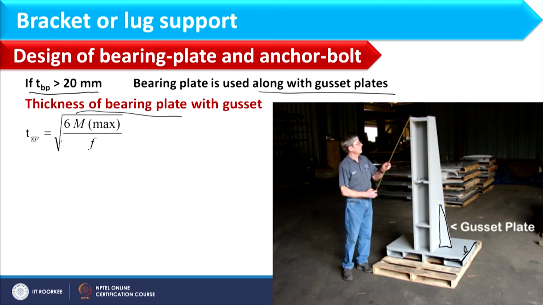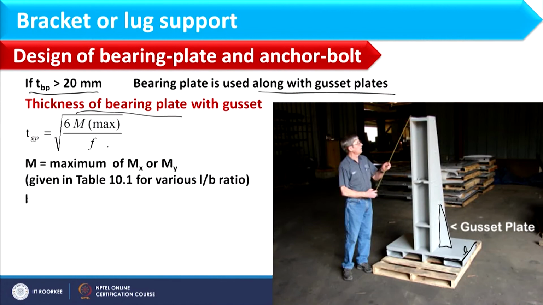So, TGP will come as 6 M maximum divided by F. Here you should consider that initially we have calculated TBP, which is the bearing plate thickness, and if it is greater than 20 mm, again we are calculating thickness of bearing plate when gusset is used. So, TGP is not the thickness of gusset plate, this is the thickness of bearing plate only when I am using the gussets.